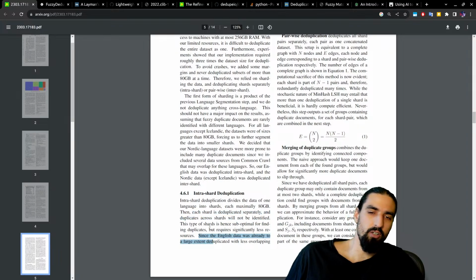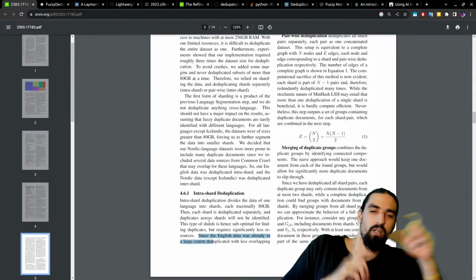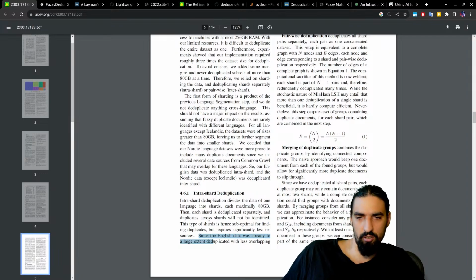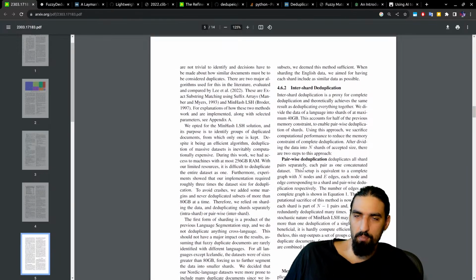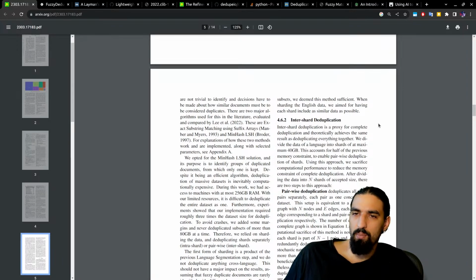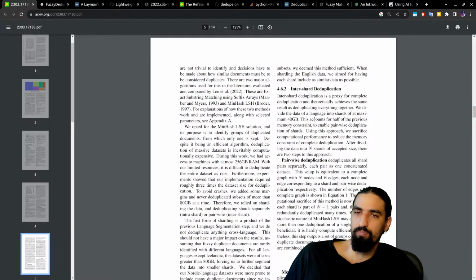Well, then later you can just change the way you're sharding and do it again, and then in expectation it's going to be better and better. Okay, so since the English data was already to a large extent deduplicated with less overlapping subsets, we deemed this method sufficient. When sharding the English data, we aimed for having each shard include as similar data as possible.